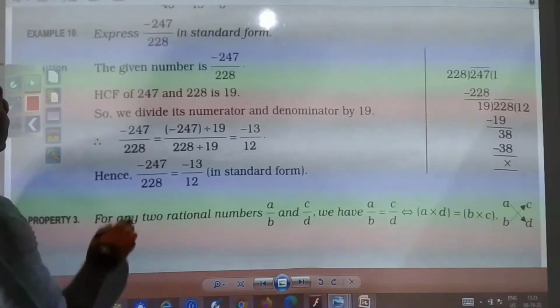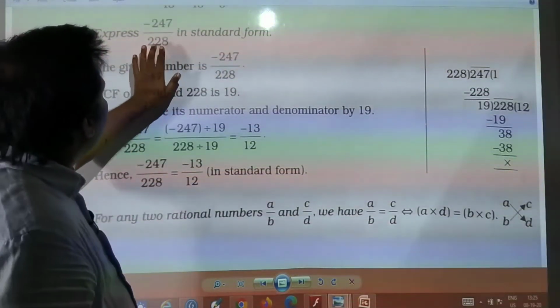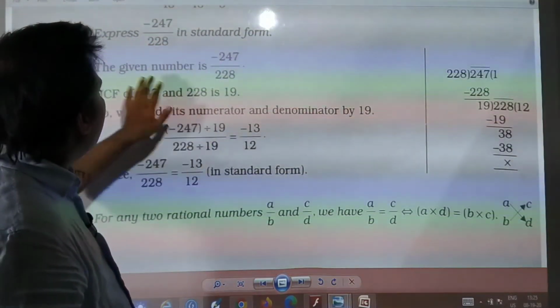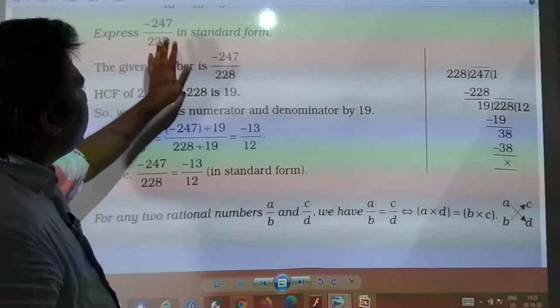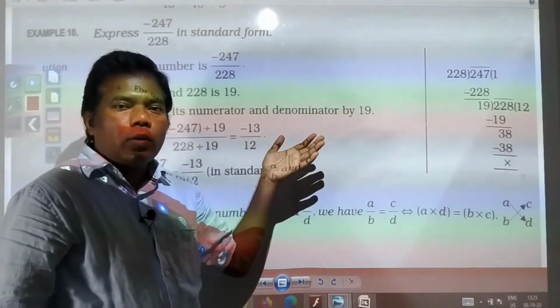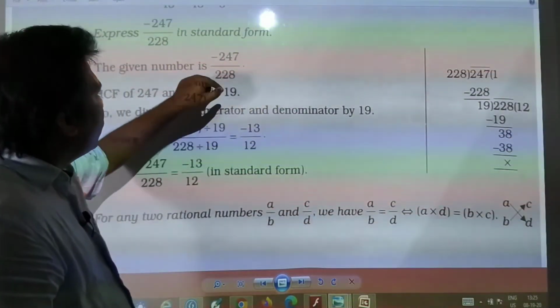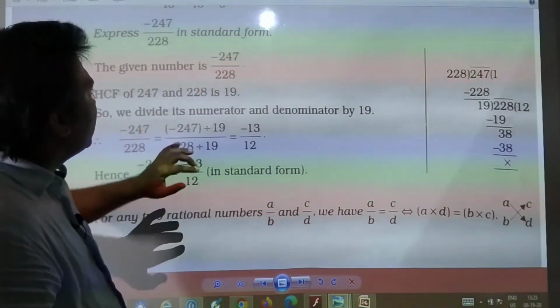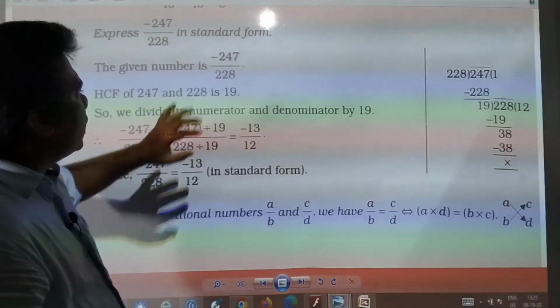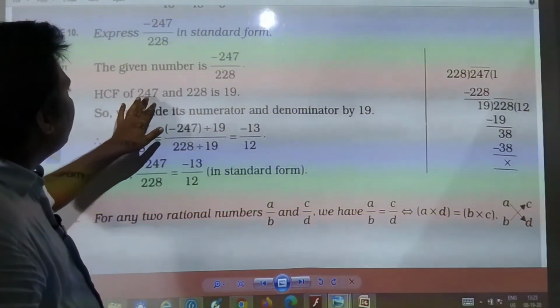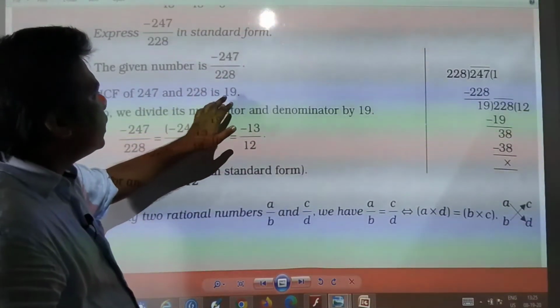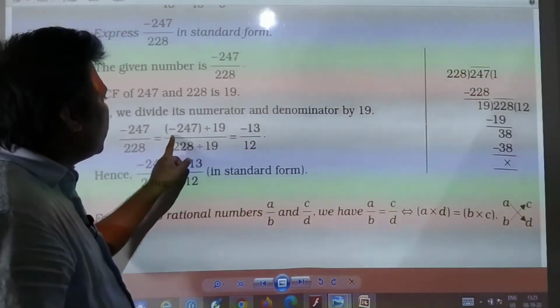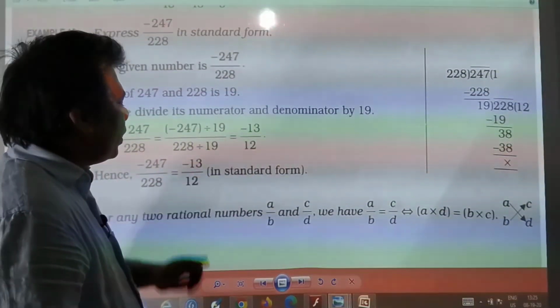Next question you see, express 247 by 228 in standard form. So for this what you need to do, already you have learned how to find out LCM and HCF. So you find out HCF of this number by any method. Two methods you have studied. So HCF of 247 and 228 is 19. So by 19 you divide and you will get answer minus 13 by 12.